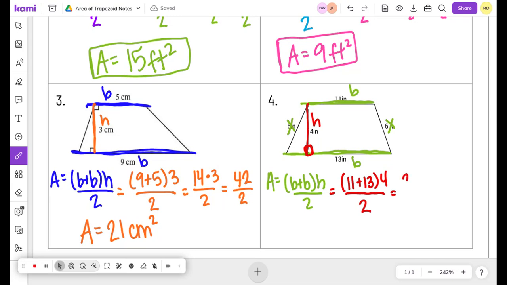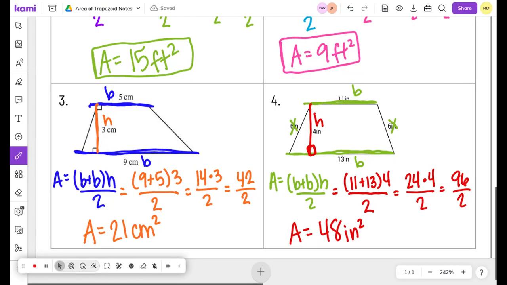11 plus 13 is 24 times 4 divided by 2. 24 times 4 is 96. 96 divided by 2 means the area is 48 inches squared.